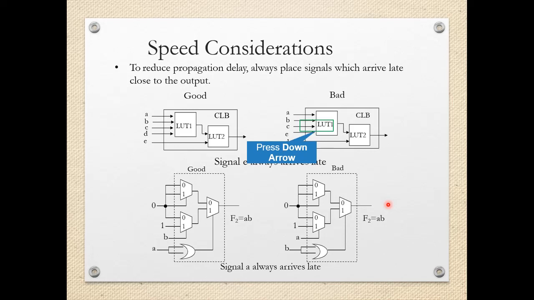This is another example. This is using lookup table. This is using multiplexer. Here signal A always arrives late. So if A arrives late, then the good practice is we should use the smallest path travel for this A signal. And this is the bad circuit, in which the A signal has to travel through the first multiplexer, second multiplexer and then arrive at the output.